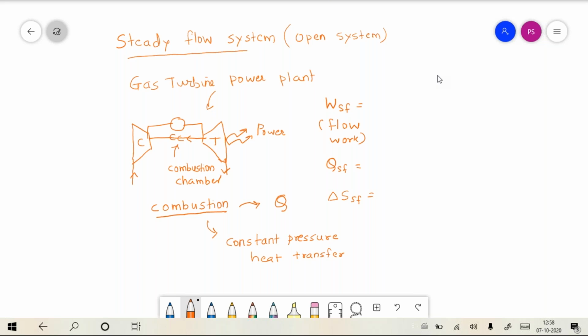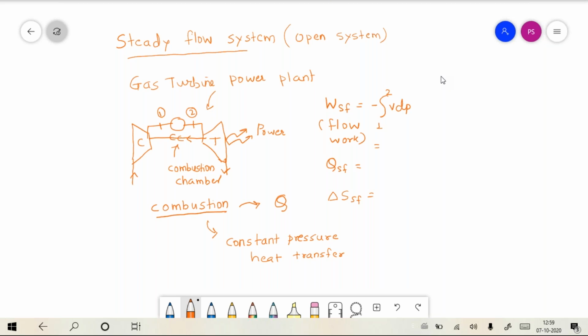So the difference is that we are now talking about an open system, a very special case of open system, namely a steady flow system. I will derive this expression later, but in that case the work transfer can be calculated as the integral of V dP. Let us say the entry to the combustion chamber is 1 and the exit is 2. So the work transfer during this process in the combustion chamber is minus the integral of V dP from 1 to 2.